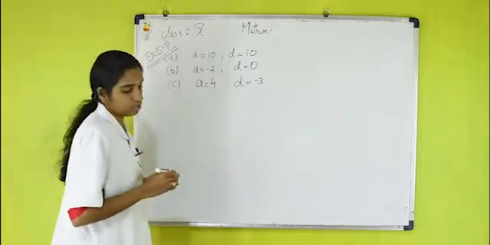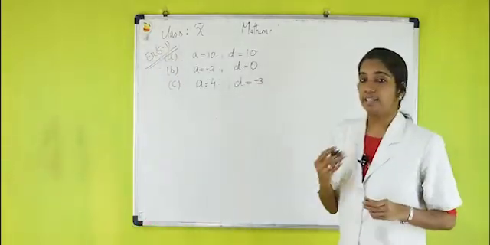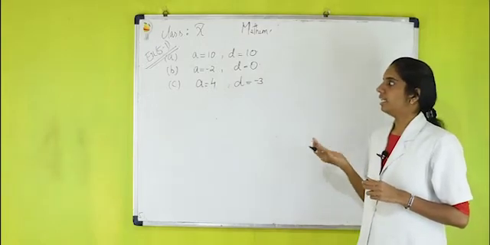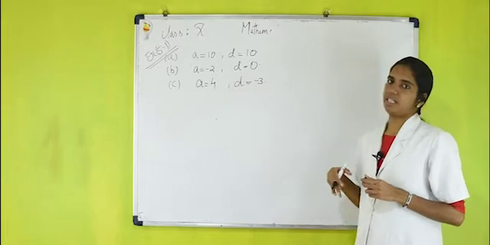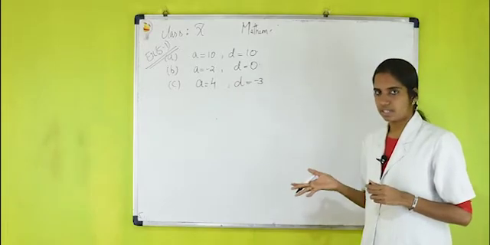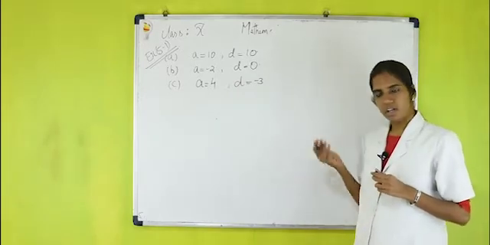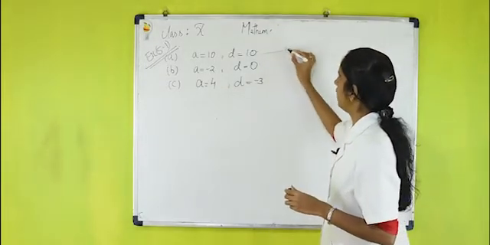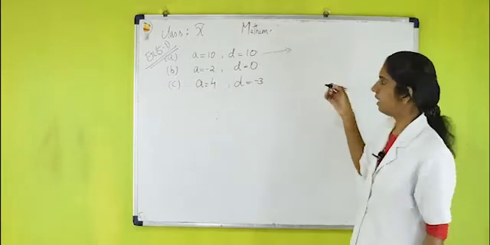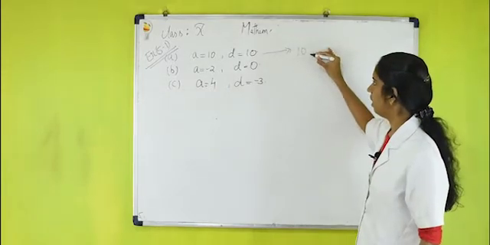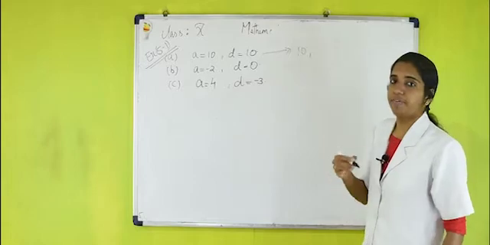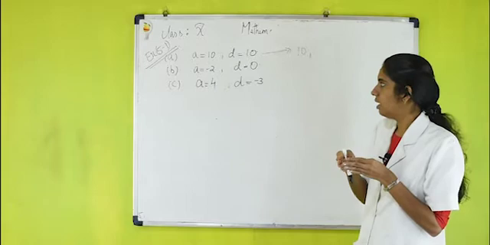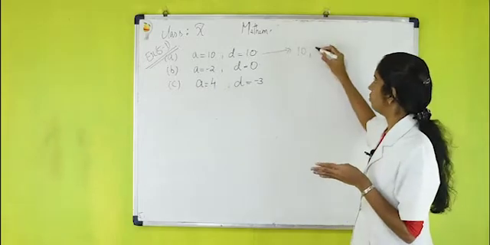What is the question here? We have to find the AP, the arithmetic progression, given that A and D are given. A means the first term and D is the common difference. Suppose this is the first question. How will you find the AP? What is the first term here? 10. The common difference is 10, so we add it to the first term: 10 plus 10, we get 20.